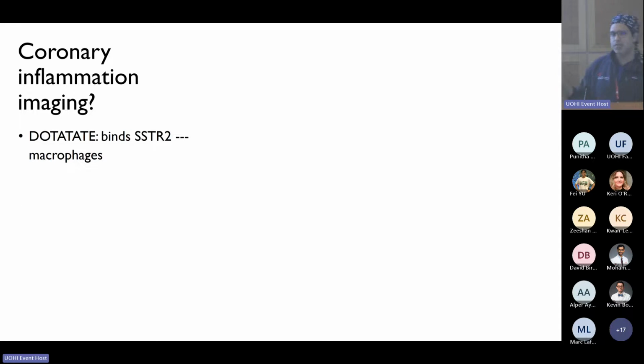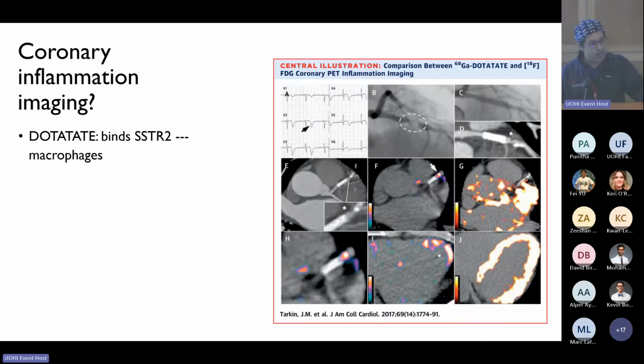The PET imaging modalities are based on dotatate, and there was one large study in 2017 that has not been replicated yet. Dotatate is a marker that binds macrophages, specifically the SSTR2 receptor on macrophages. This study showed that this marker binds to inflamed plaques in patients who'd had a heart attack or a stroke. They also did it in carotids and tried to demonstrate that you can actually get these plaques to light up on a PET scan. This study has not been replicated since then.